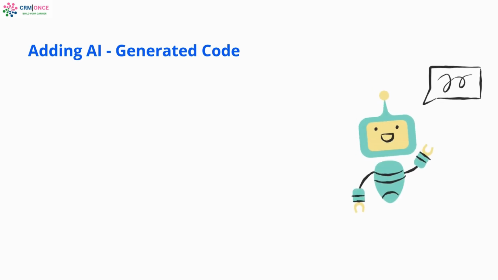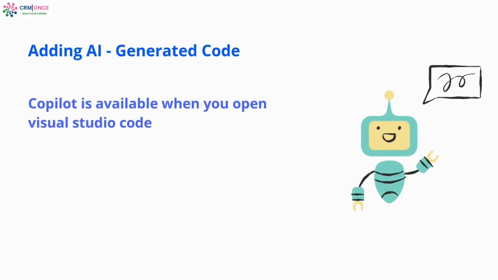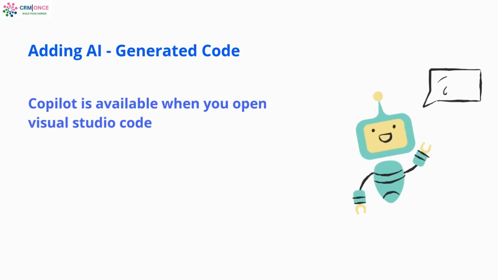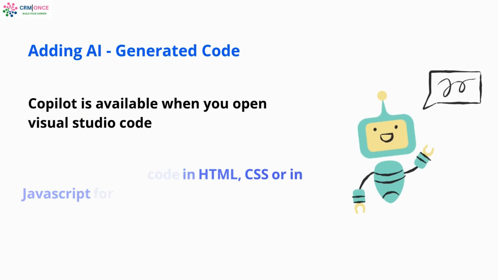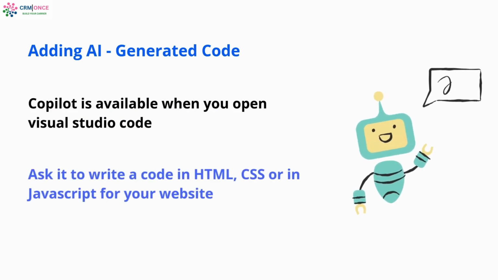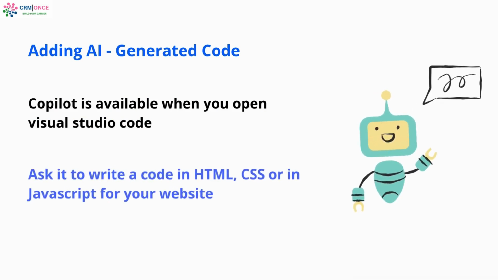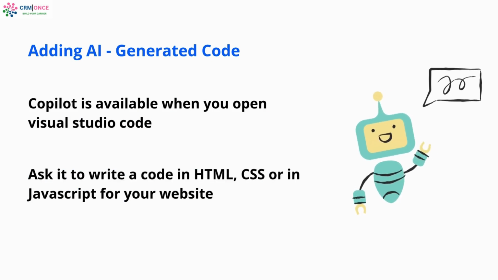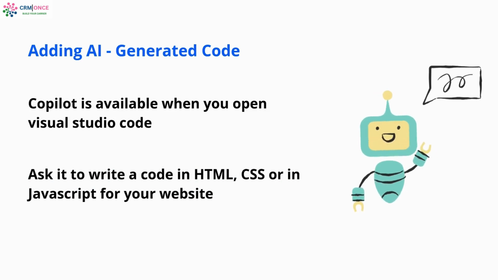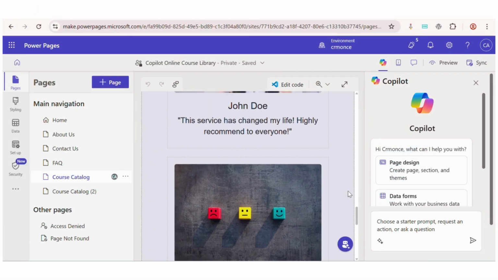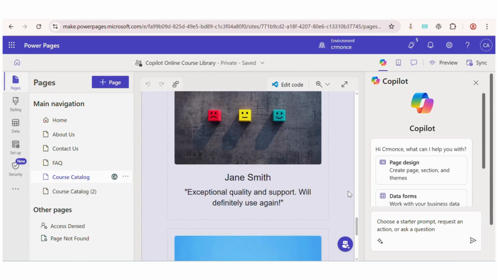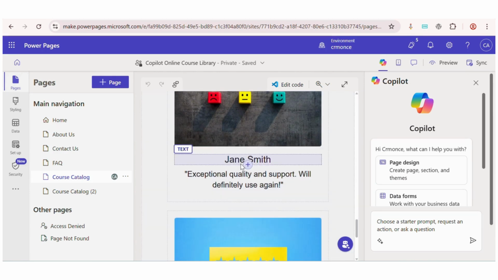Code assistance in Visual Studio Code. For makers who need custom styling or scripts, Copilot offers help directly within Visual Studio Code. Write or suggest HTML structures. Style elements using CSS. Create interactivity using JavaScript. Even if you're not a developer, Copilot bridges the gap by generating, completing, and explaining code to bring your vision to life. And now that we have seen the theory, let's head over to the lab and check out the two advanced Copilot features for Power Pages.